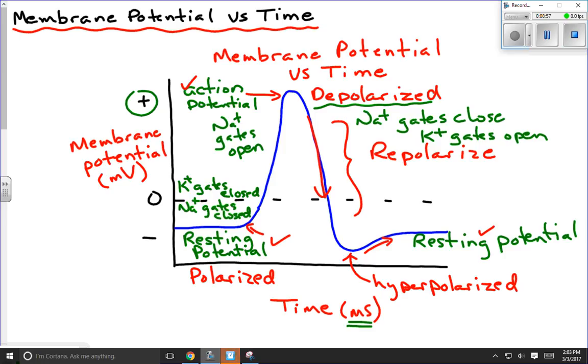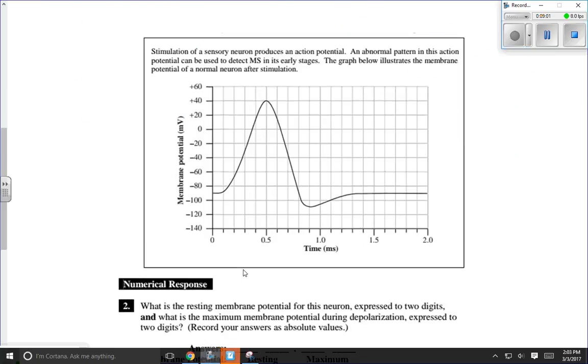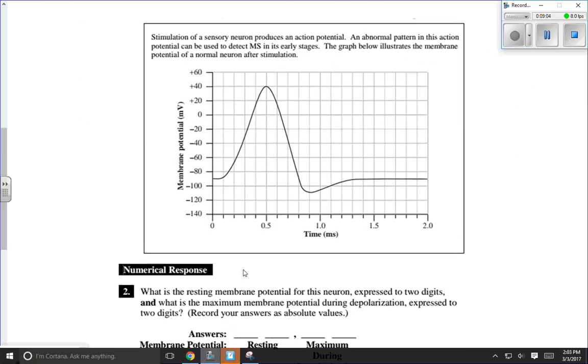So let's take a look at some exam questions. All right, so very familiar graph right here. It says stimulation of a sensory neuron produces an action potential. All right, here's our action potential right here. An abnormal pattern in this action potential can be used to detect MS, that's multiple sclerosis, in its early stages. The graph below illustrates membrane potential of a normal neuron after stimulation.